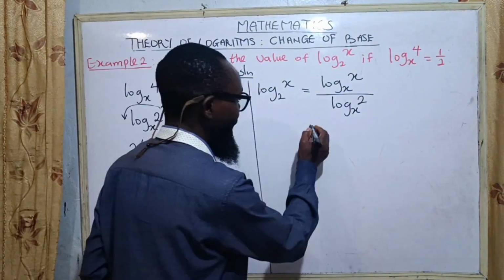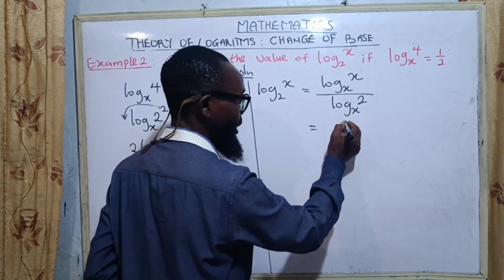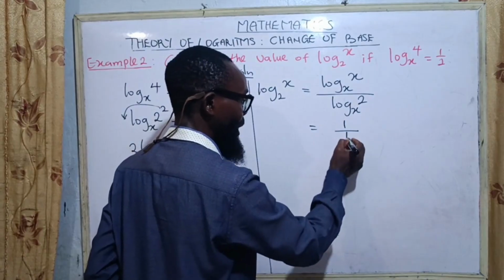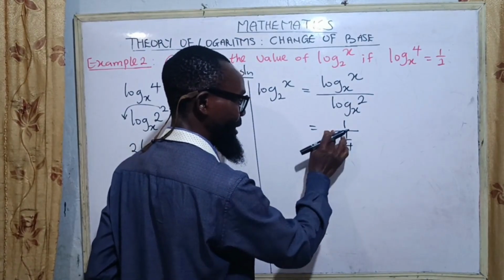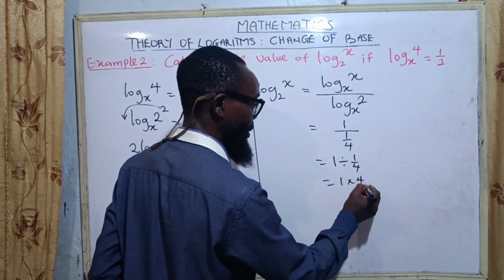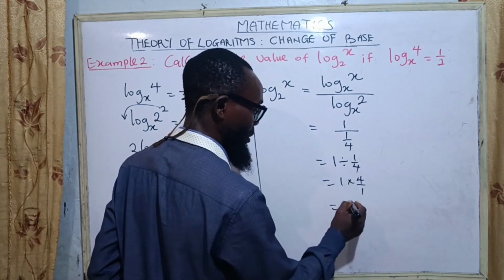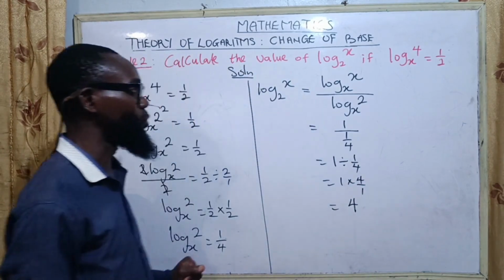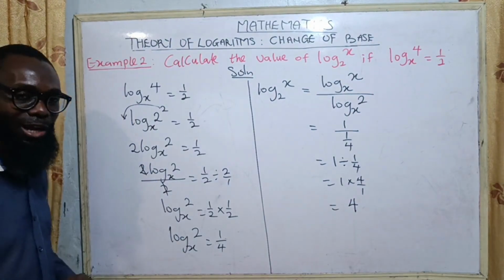1 over 4. So we now have log x base x is 1 over, this is 1 over 4, which means 1, this is the sign of division, divided by 1 over 4. That is 1 times 4 over 1. So 4 times 1 we have 4, over 1 is what? 4. So this is how to go about this question.